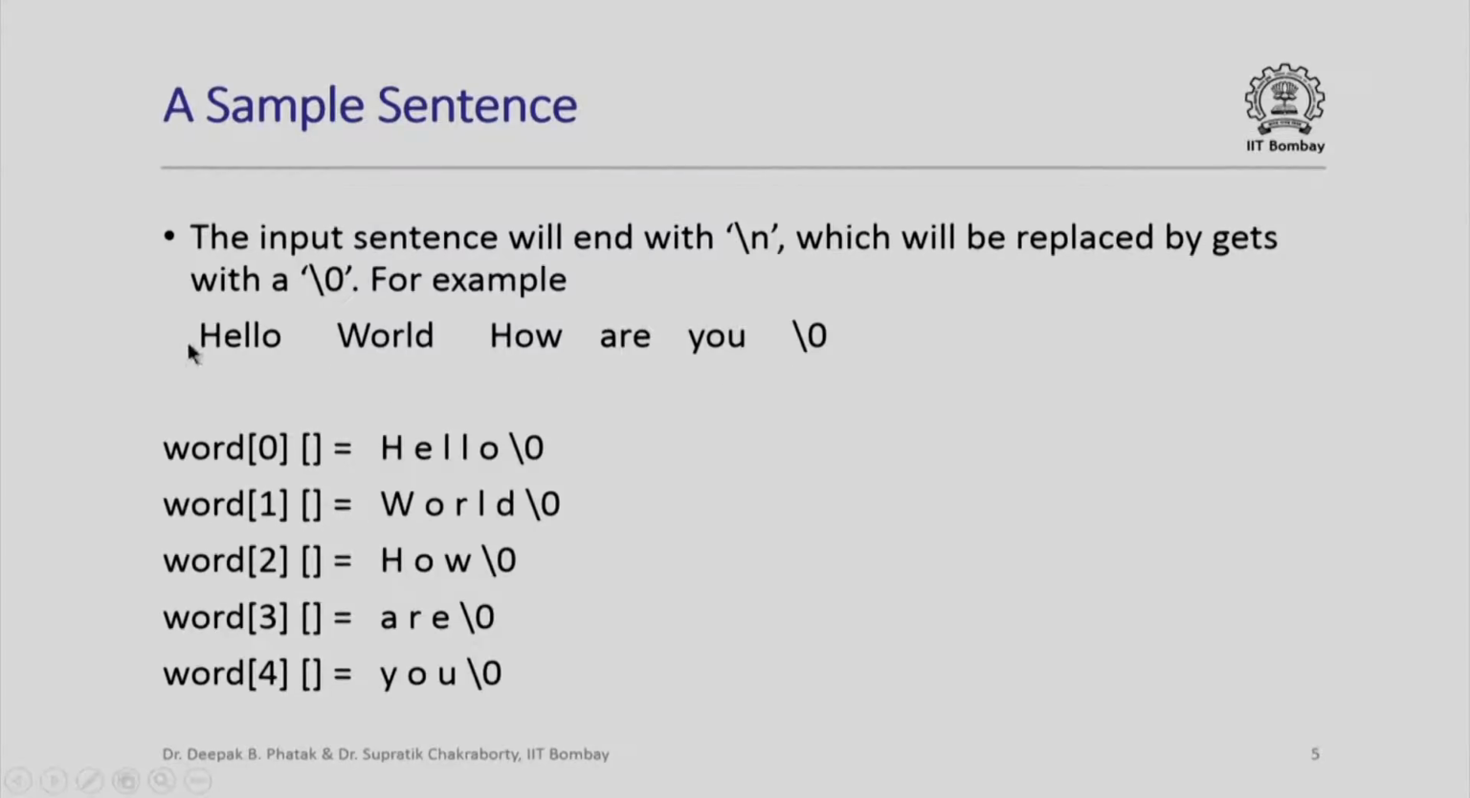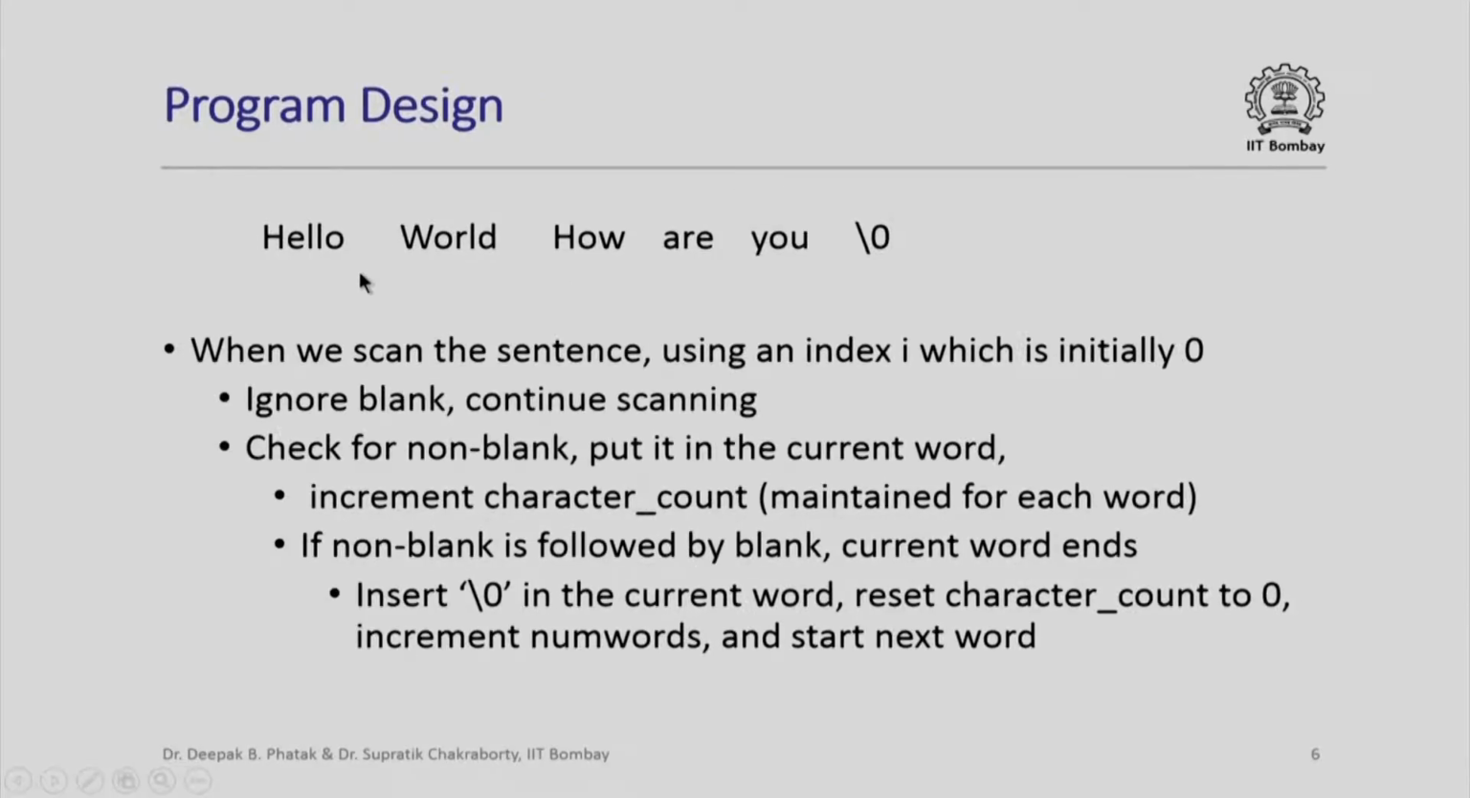What do we wish to do with this sentence? We wish to ignore the first three blanks, and put hello into consecutive locations for the 0th row of word. So, hello followed by a \0. We again have to ignore the subsequent blanks till we encounter the second word. This word is world, which we wish to put into the first row of word. How will be kept in the second row, are in the third row, you in the fourth row. So, 0th, first, second, third, fourth rows will be used because there are exactly 5 words. At the end, we will come out of the iteration and we should print all the words that we have discovered so far. This gives you some details about how we design the program.